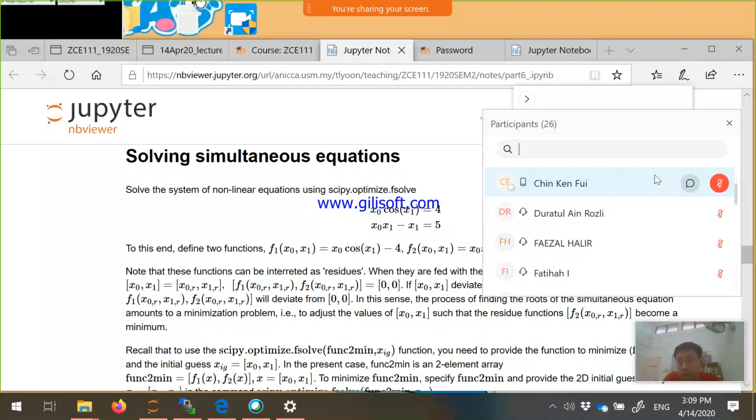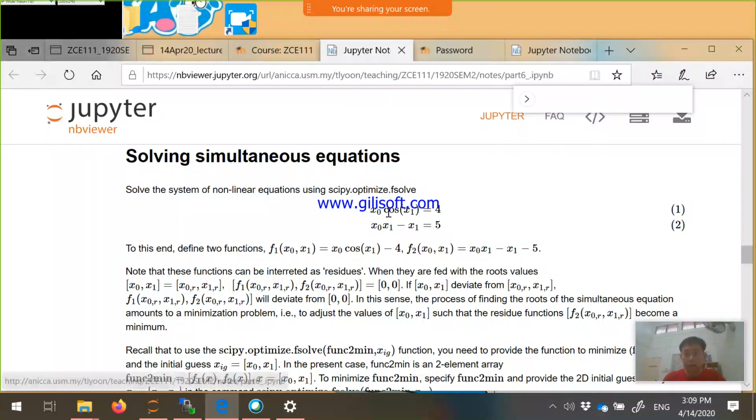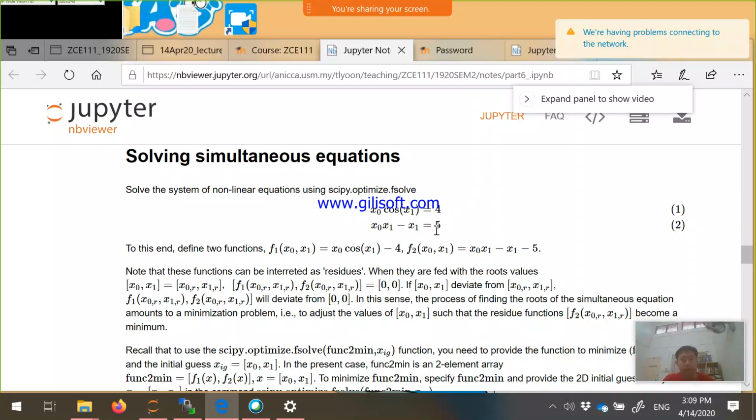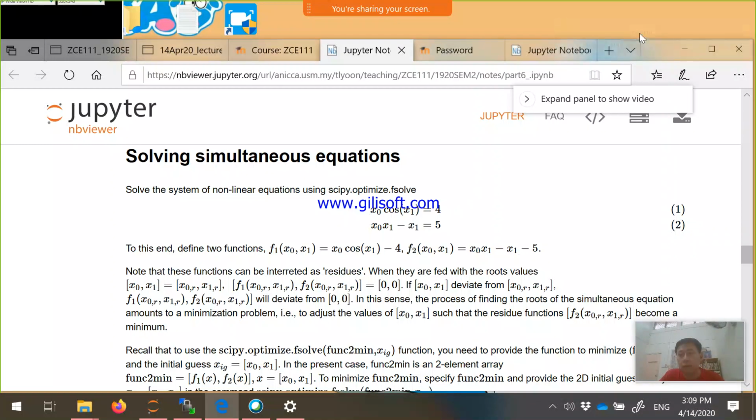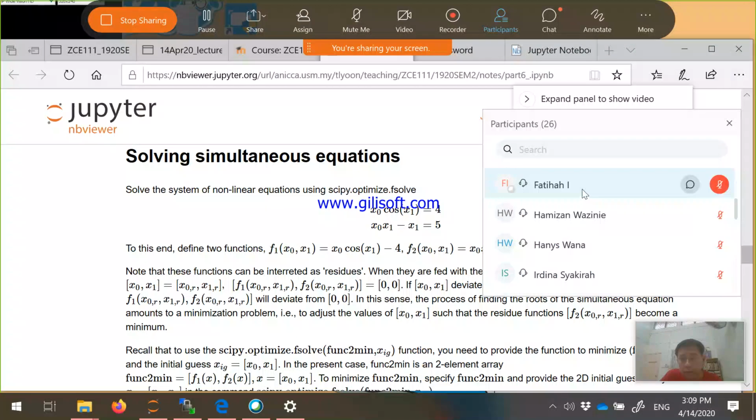Okay, someone switched on his microphone, so I have to switch it off. Okay, so there are two equations here. X. There's some problem with the students on the screen asking some questions.